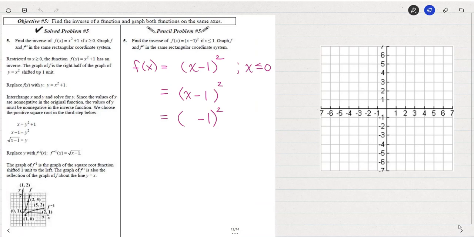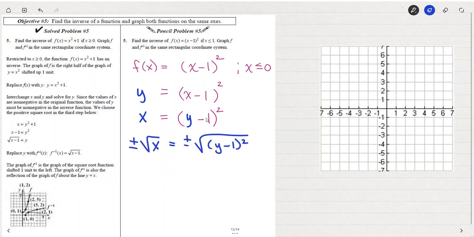One more problem with this. This is the last one. Find the inverse of the function and graph it. So let's find the inverse really quick. I'm going to switch the y with x and then solve for y.